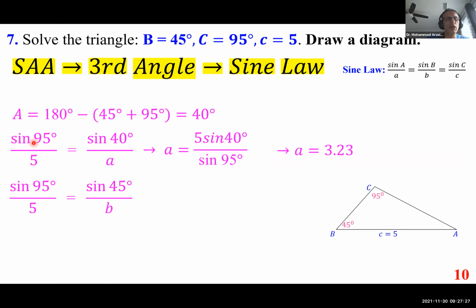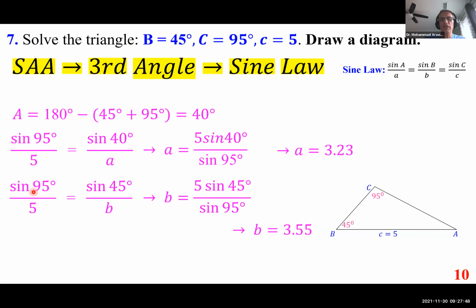Now we use the sine law again. This part doesn't change, but over here we change it to 45 over B because we want to find the missing B. Again, what is B? The product of these two numbers divided by sine of 95. And calculator will help us get to the answer.